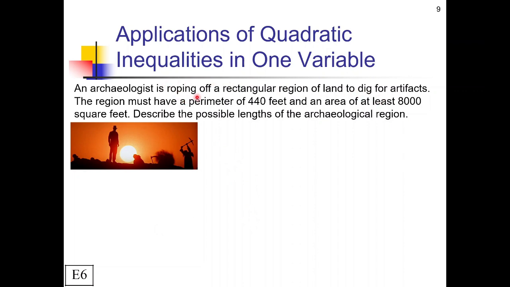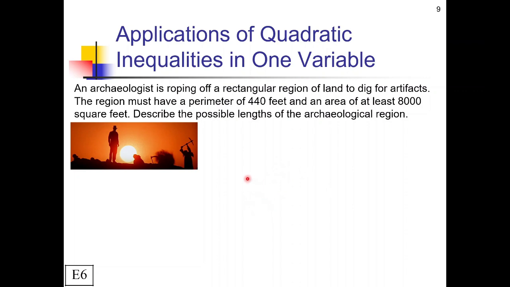The region has to have a perimeter of 440 feet, probably because that's how long the rope they brought is, and an area of at least 8,000 square feet. So we want to describe the possible lengths of this archaeological region. Essentially, we're going to have a range of lengths. We're going to need an inequality for this.